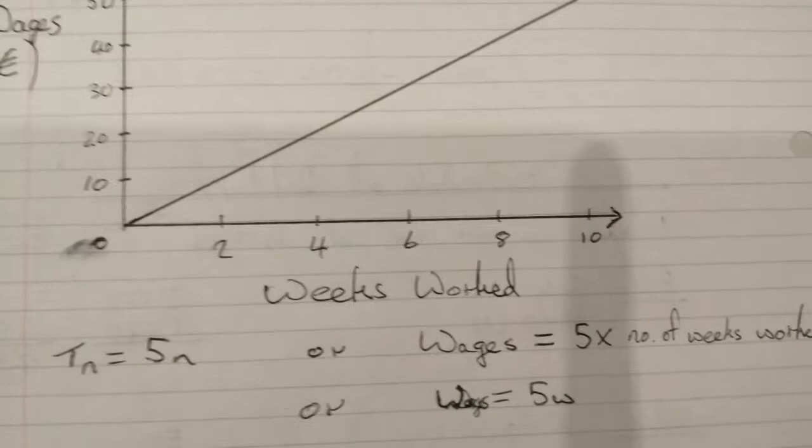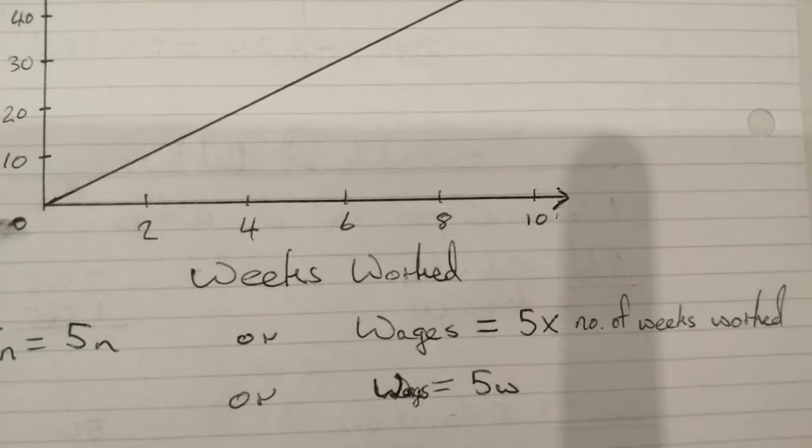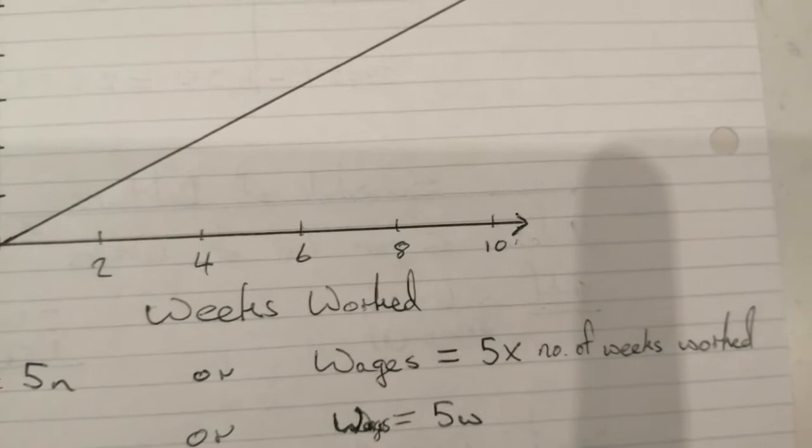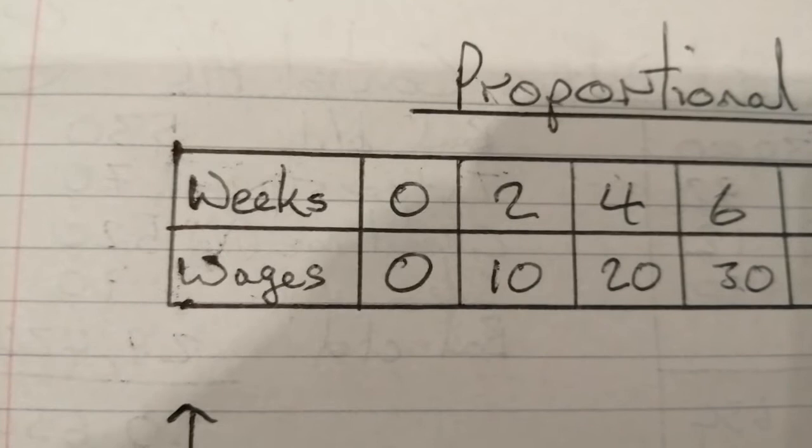So if you wrote it in a more, I suppose, real world type formula, you know, where the letters made more sense, you might say wages are equal to 5 multiplied by the number of weeks worked. So we can see that's the case all the way up here. You know, I work for 2 weeks, you get 10 euros. Work for 4 weeks, four fives, you get 20.